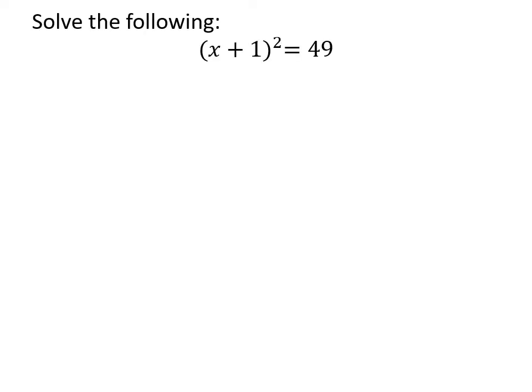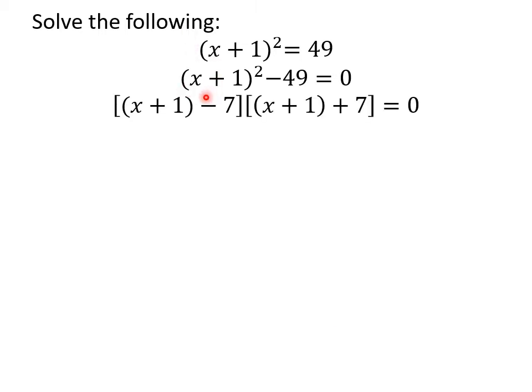Let's take another quick example: (x plus 1) all squared equals 49. The first thing to notice is that we do not have the equal 0 form. So we move the 49 to the other side, and 49 is 7 squared. Thus it's in the form of a squared minus b squared, where a is the parenthesis, x plus 1.